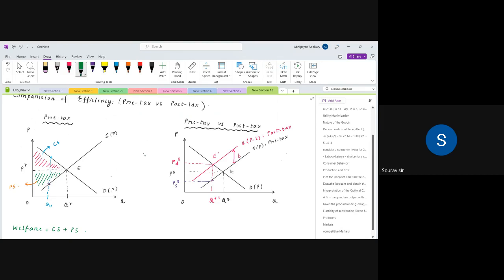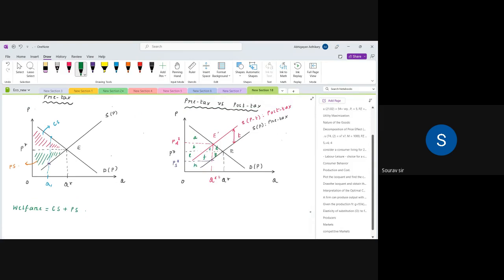Now let me do something. Let me put some names over here so that it's easier for you to understand. A, B, C, D, E, F, G, let's say H. Okay. The corresponding areas I know. All right. So in the pre-tax scenario, the total welfare is all these added up together, because in the pre-tax only the black supply curve is relevant and the total area is addition of everything.